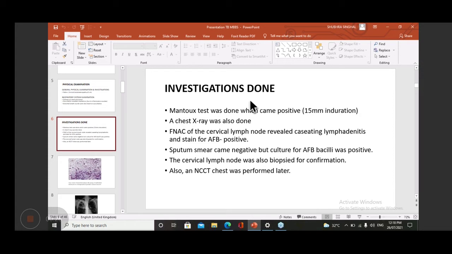Also, stain for AFB came positive, right? Then we did a sputum smear which came negative, but culture for the AFB bacilli was positive. Then this cervical lymph node was also biopsied for confirmation. And in the last, we also did an NCCT chest for confirmation. Why? I'll tell you later.